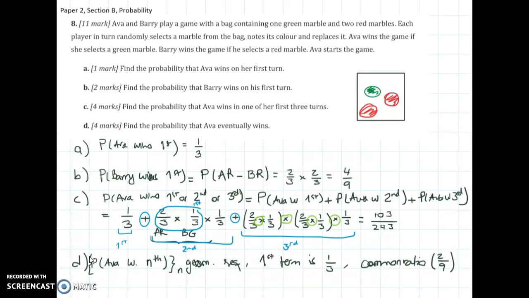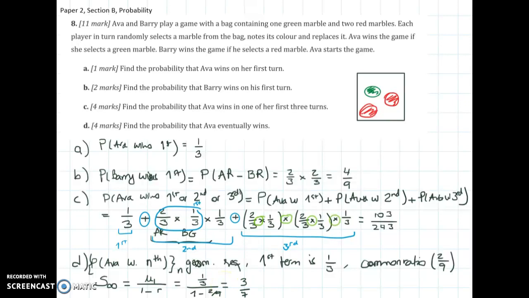So when they ask us the probability that Ava eventually wins, what we are trying to find is the probability of winning in the first one plus the second one plus the third one plus, and we keep summing forever. So this is the infinite sum of a geometric sequence. Let's call it S infinity. And that's given by, this is the formula in the formula booklet, the first term divided by 1 minus the common ratio. In this case, this is 1 over 3 over 1 minus 2 over 9. And you can find out that this is 3 over 7.